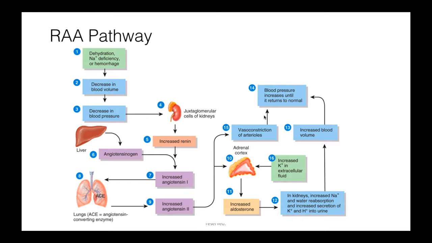Well, if you look on the left at number 6, you could see the liver. And the liver is releasing something called angiotensinogen. Now, you've heard me teach many times that anything that ends in -ogen, angiotensinogen, glycogen, pepsinogen, anything that ends in -ogen is inactive.